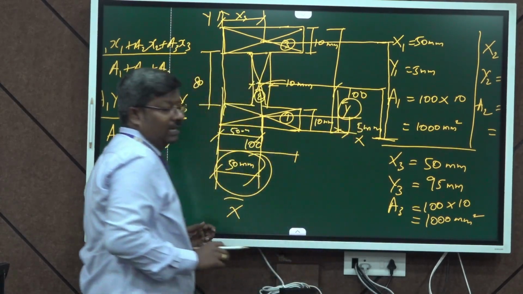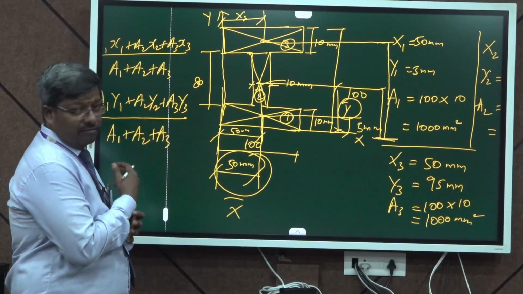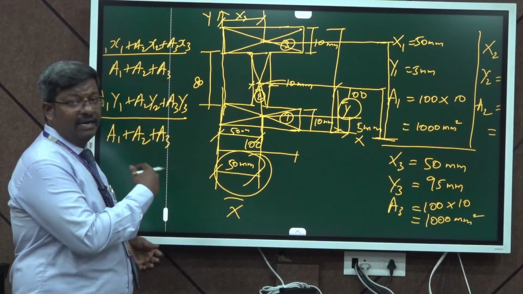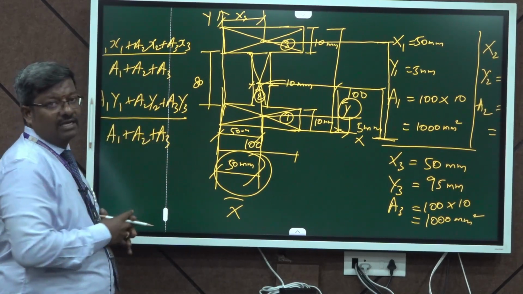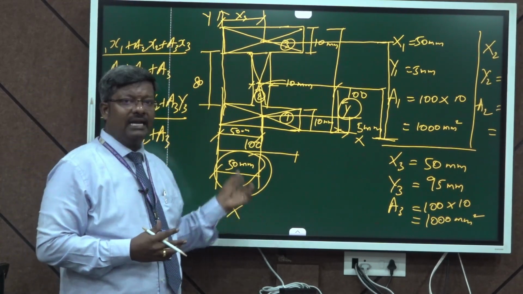So, the center of gravity of a symmetrical section can be found out easily by just dividing the size of the section. Likewise, we can find out the center of gravity of irregular shapes also.